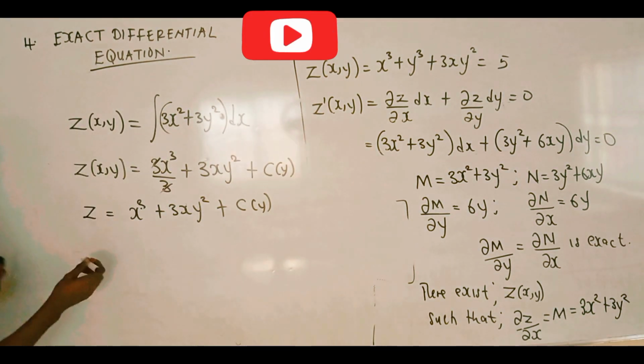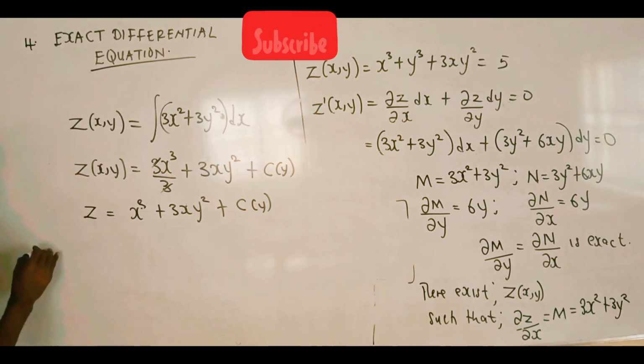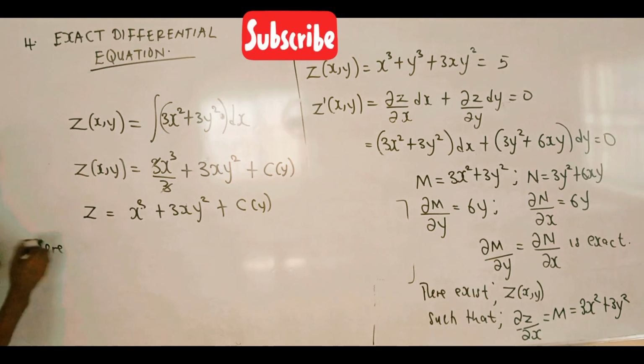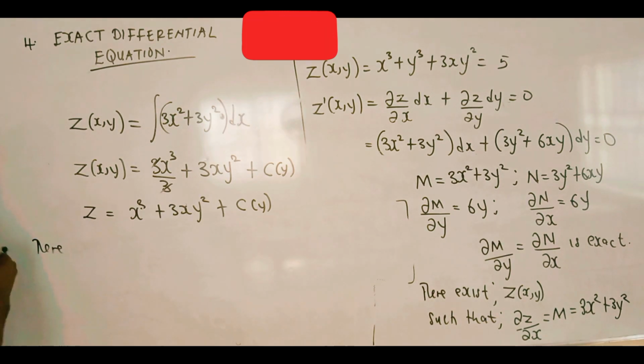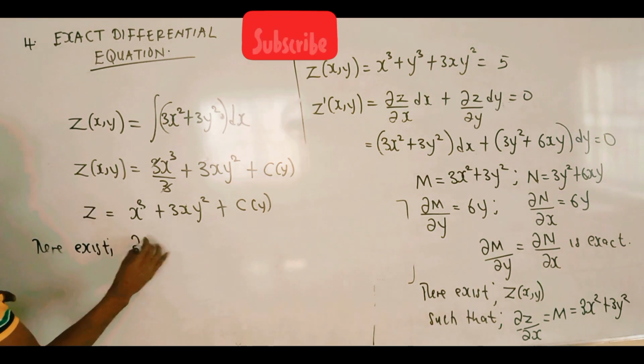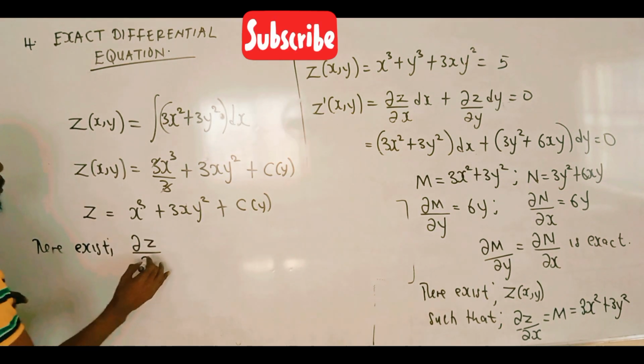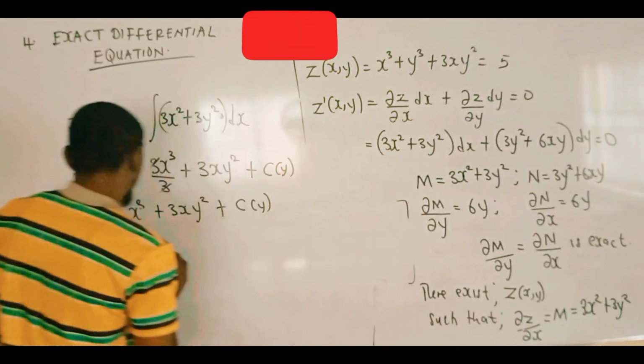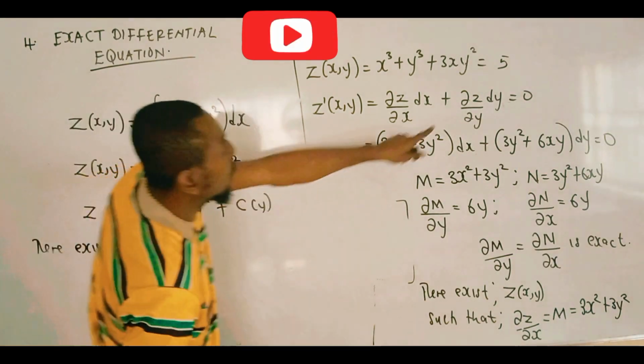Alright? Okay, so we have the second instance. There exists also the partial differentiation of z with respect to y, which is the second one now, that corresponds to what? N.